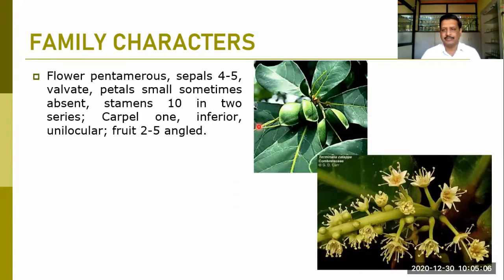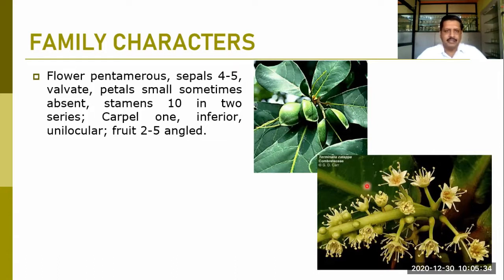Flowers are pentamerous, where calyx and corolla are in the number of 5. Sepals and petals are 5, and they are normally valvate. They are just connate to one another. Aestivation is valvate aestivation. Petals are small and sometimes absent in some members.